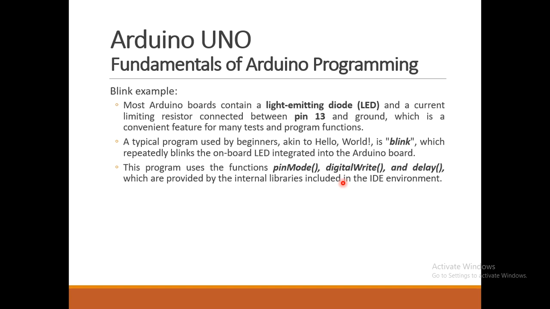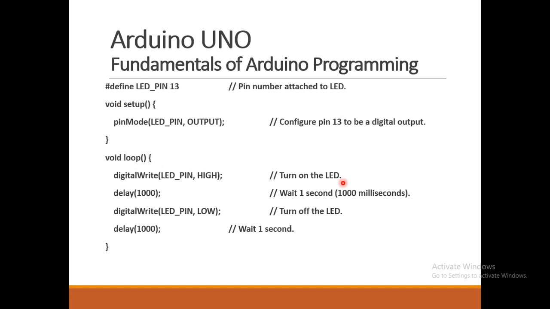There are certain predefined functions we can use here: pinMode, digitalWrite, and delay. pinMode is used to assign a pin as input or output. digitalWrite is used to give signals to the output pins. And delay is used because after some time of blinking you have to give some delay to understand whether the LED is on or off. For that purpose we are going to use the delay function.